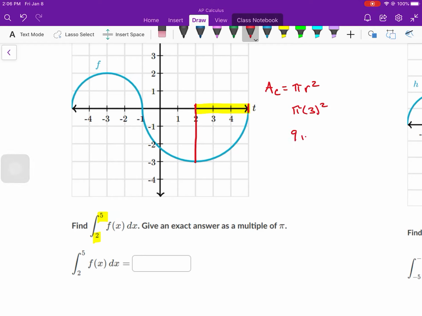So we get 9 pi. That's the area of the entire circle. So what would the area be of that quarter circle? We would just take it and divide it by 4. But remember, it's underneath the x-axis, so it's negative area. Well, what if it was a half a circle? If it's a half a circle, then you would do this formula and do half of it. If it's 3/4 of a circle, which would be strange, you wouldn't run into that, but you do 3/4 of it. So that's what I mean.